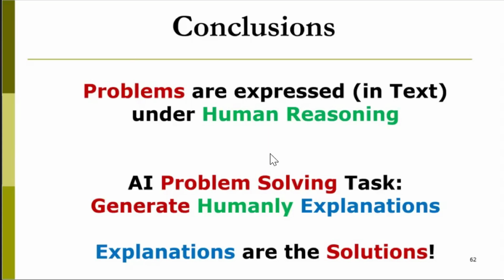So when you're designing a system, design a system to generate explanations, not as an afterthought. Not, I'm going to find the solution and then I'm going to explain it to you. Because if you're designing to generate explanations, you're actually pre-generating the solution as well.